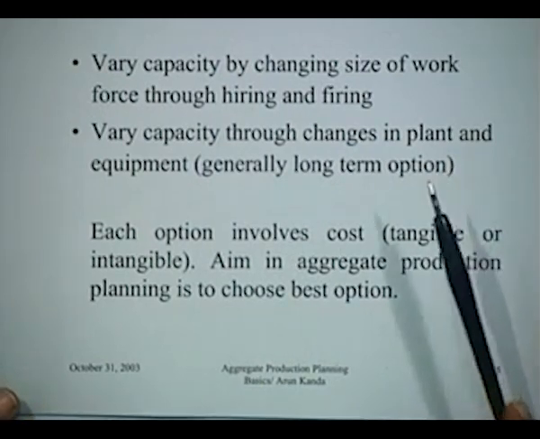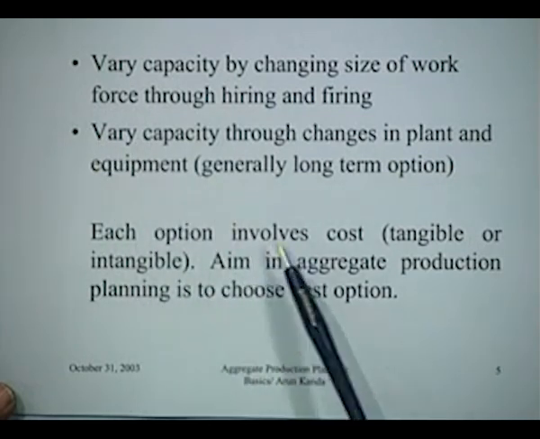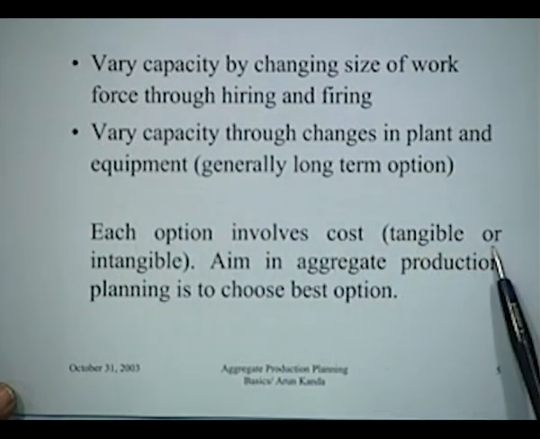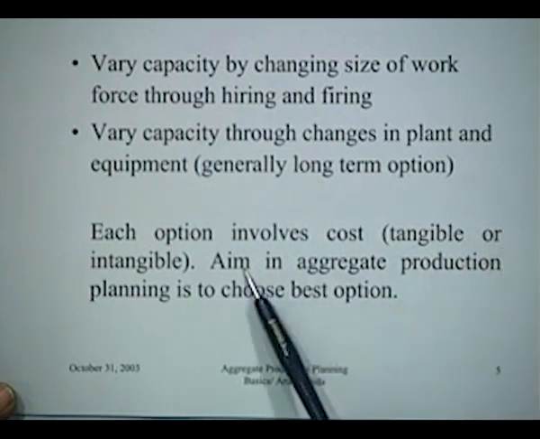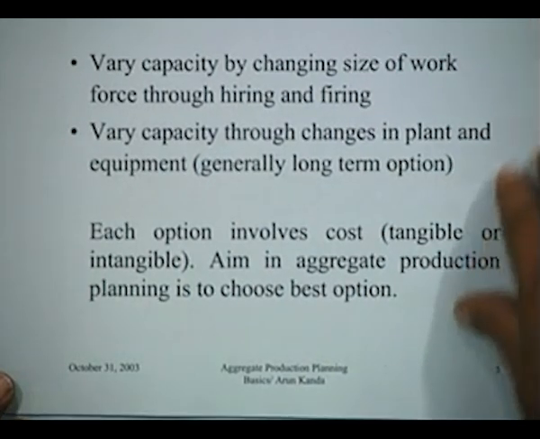Okay. So, the point really is that each option that we have considered here involves cost. The cost may be tangible or intangible, and the aim in aggregate production planning is to choose the best option considering the various costs. So, it is essentially an optimization problem with these types of costs, fluctuating costs, and the kinds of constraints that we have just tried to mention.